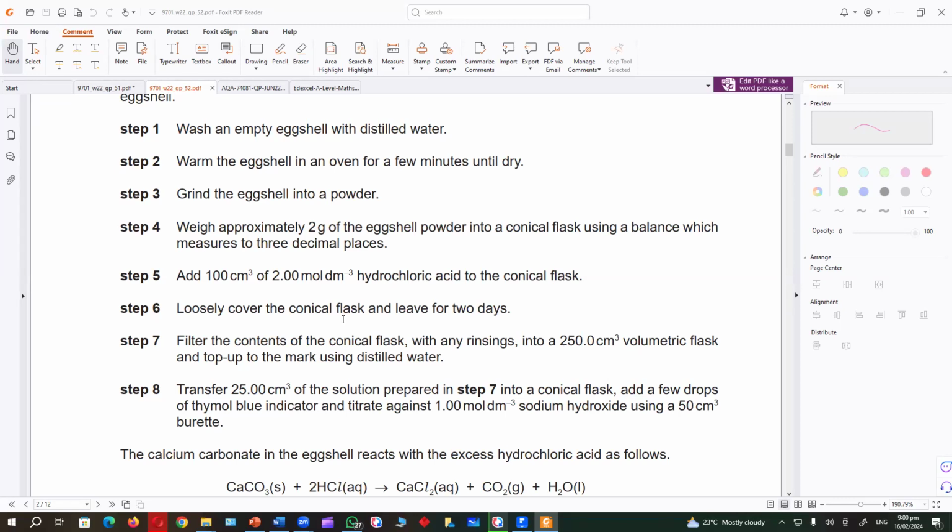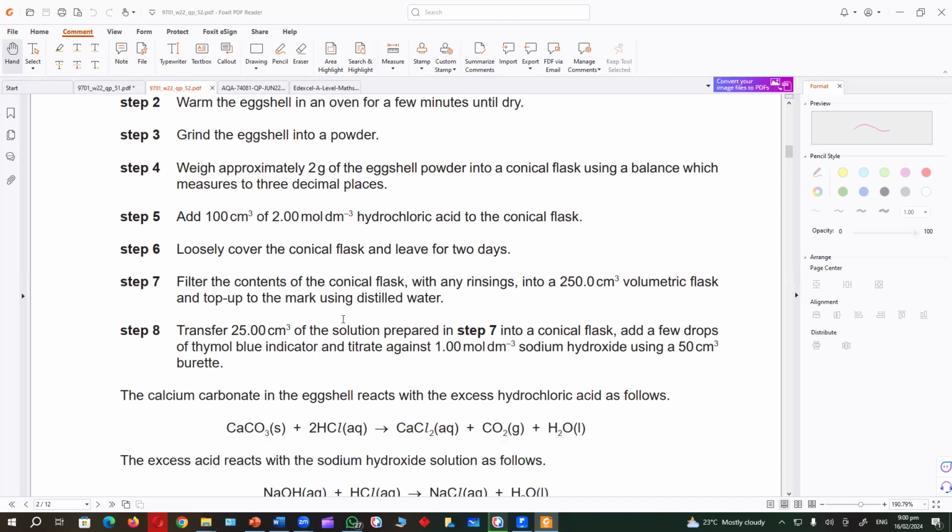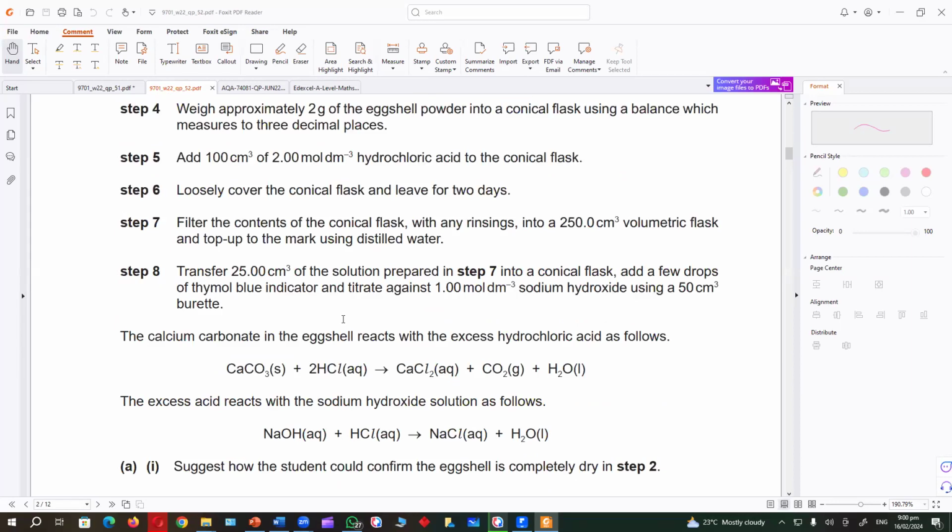Filter the contents of the conical flask with any rinsings into a 250 cm³ volumetric flask and top up to the mark using distilled water. Transfer 25 cm³ of the solution prepared in step 7 into a conical flask. Add a few drops of thymol blue indicator and titrate against 1 mol/dm³ sodium hydroxide using a 50 cm³ burette. The calcium carbonate in the eggshell reacts with the excess hydrochloric acid as follows. The excess acid reacts with the sodium hydroxide solution as follows.